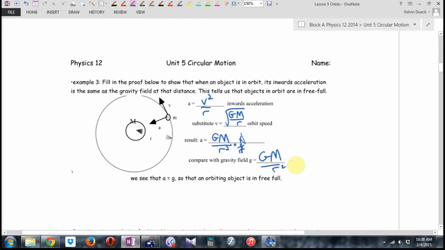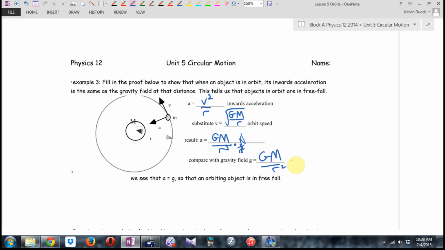What we've just done is we've proved that anything floating in orbit is not floating. It's falling. So why don't they hit us?